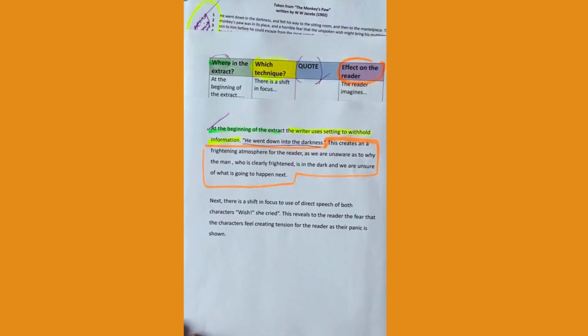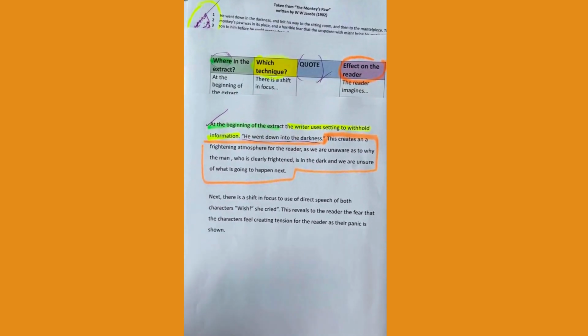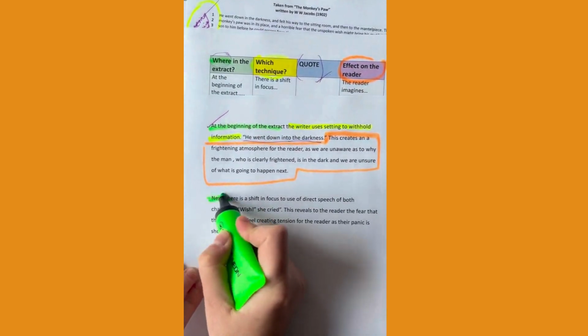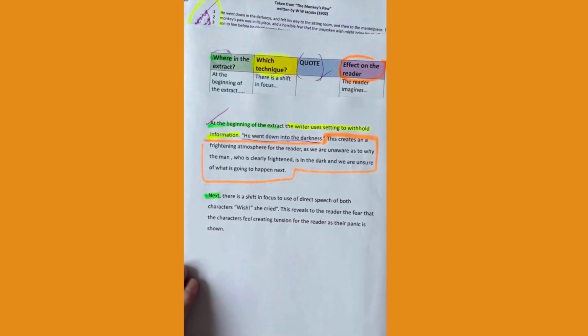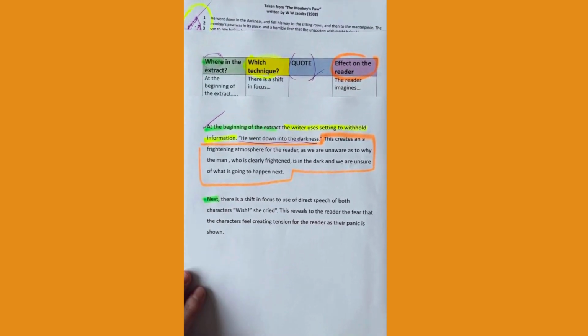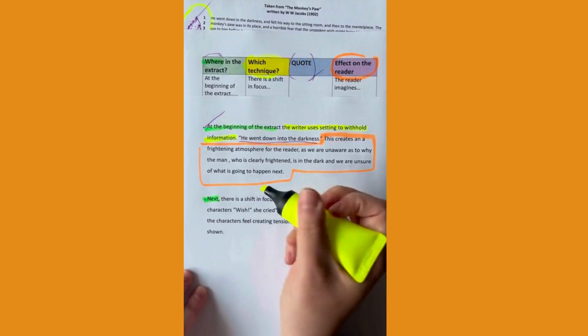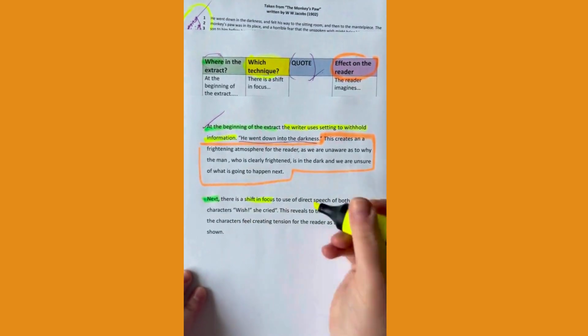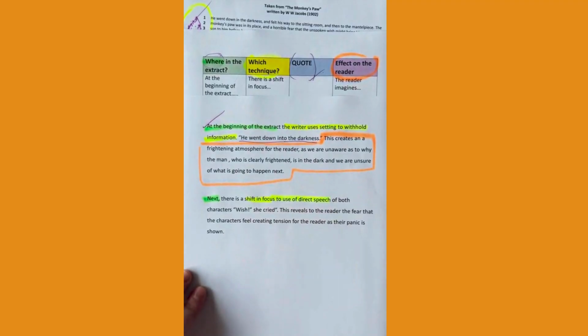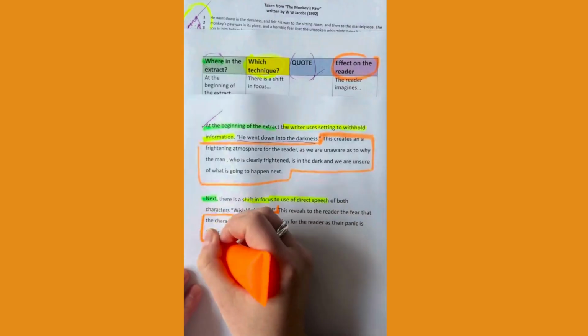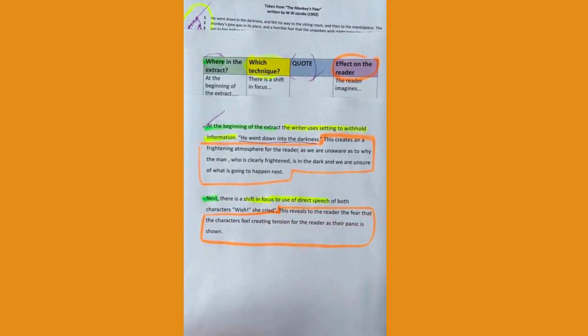If we do the same for the next paragraph, again, we've got where. Quite simple, it's just next. You can put it in the next paragraph, you can put later on, you can put in paragraph 5 if you want to number them, that's fine as well. So where, technique, direct speech, quotation, and then what this reveals. Again, the effects, longest part of the paragraph.